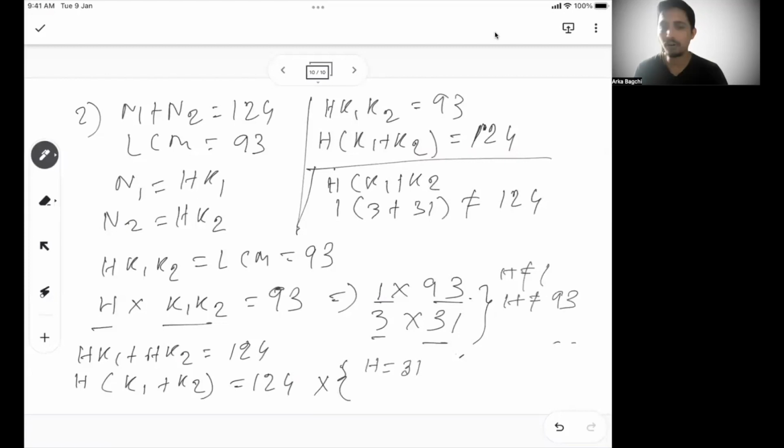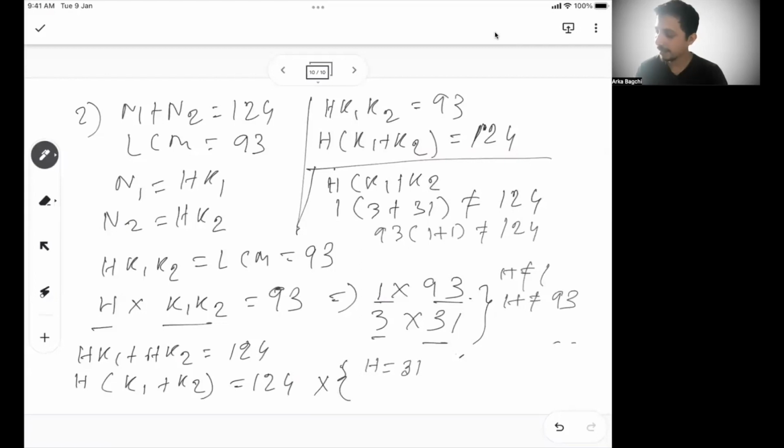H cannot be equal to 93 also, because if H equal to 93, then K1, K2 has to be 1 and 1 each. Now in that case, K1 plus K2 will only be 2. So 93 into 1 plus 1 is also not equal to 124. So H cannot be equal to 93 also. Come to the second case.